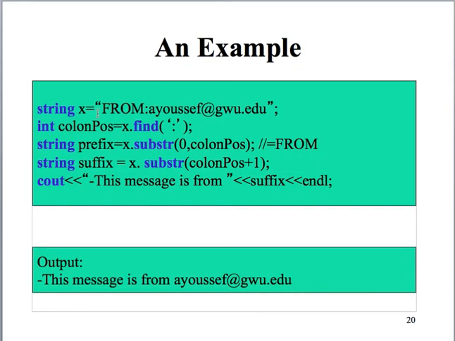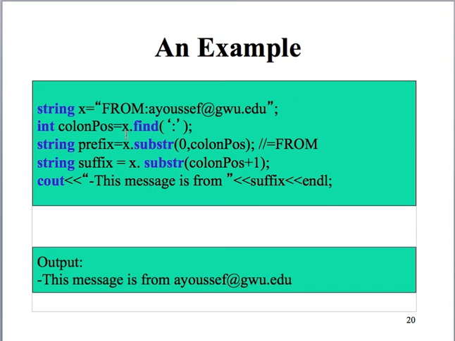So let's take a look at an example. Here's a string that represents part of a web page, maybe. I'm going to send a message to somebody, or I'm getting a message from somebody. So there's my string that has "From:", or maybe it's part of a memo, for example, and then it has an email address.